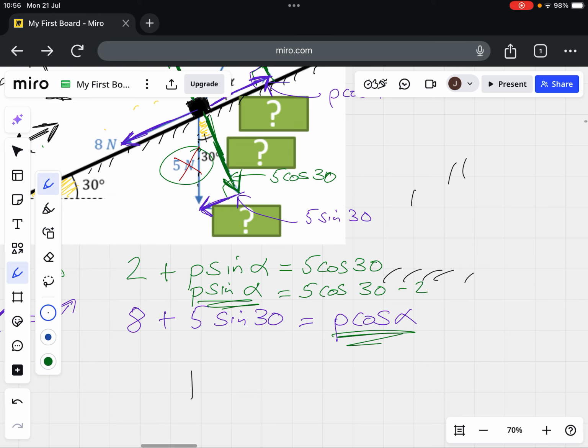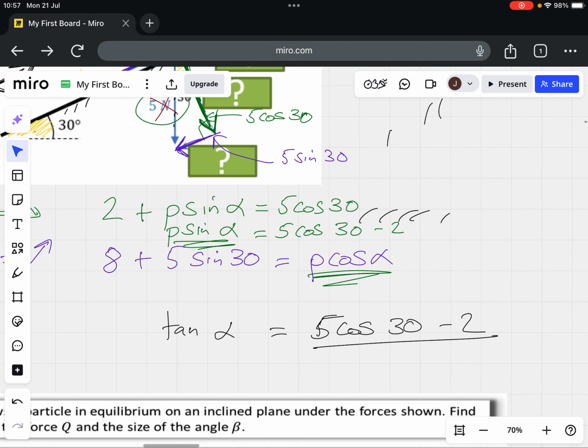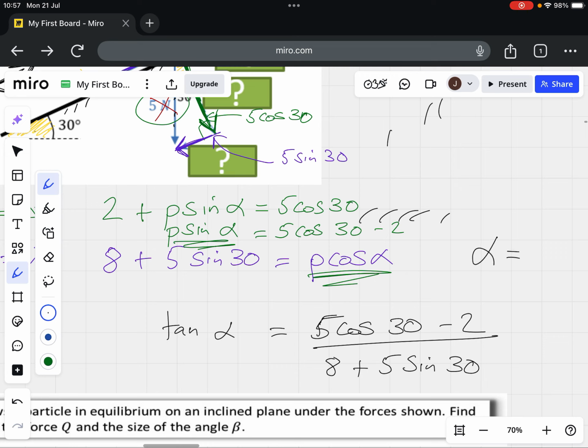It would give me that tan alpha must be equal to, let's write the sine part, which is 5 cos 30 minus 2, must be divided by 8 plus 5 sine 30. Okay, so that gives me a way there of finding out my tan alpha. And you should get that alpha is approximately 12.5 degrees.